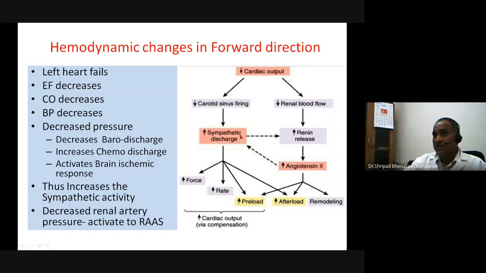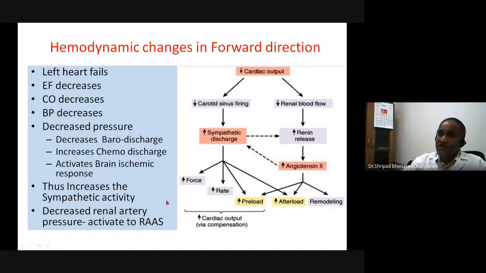Another interesting thing you can see here: the sympathetic activity would activate the renin release from the kidney. So that is another factor. That means there are five factors I am trying to show you by which the body tries to improve the cardiac output. Now, this is happening within a few minutes of the change in the cardiac output.